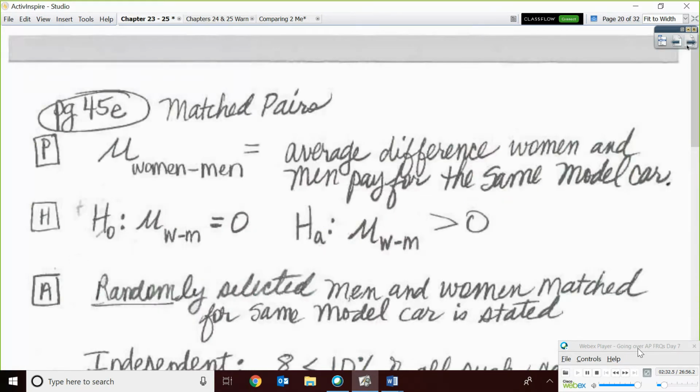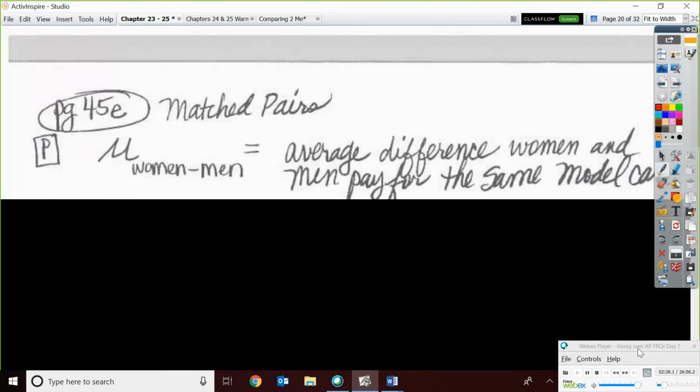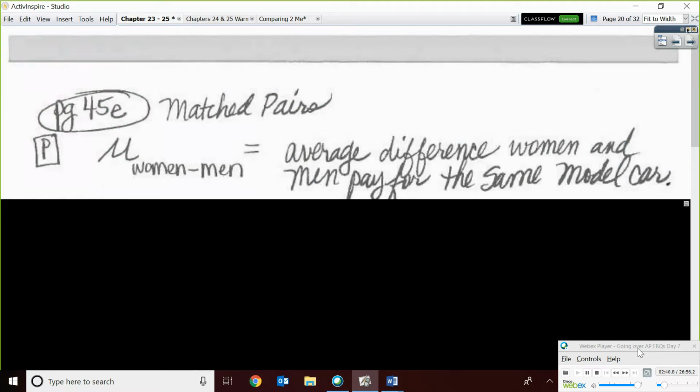We're going to be doing our matched pairs, okay? And so this is where we're just having one mean. And so we have the mean, and I'm going to define the way I subtract, and that's women minus men. This is the average difference in the amount paid between men and women for the same model car. So they were paired by car. Go ahead. Could you say the average difference in purchasing prices for men and women? Yes, you might. I'm wondering if you need to include this for the same model car.